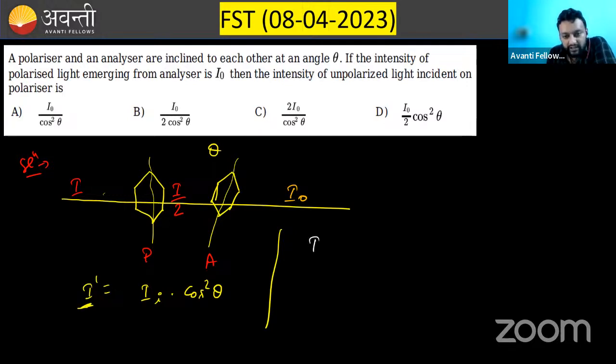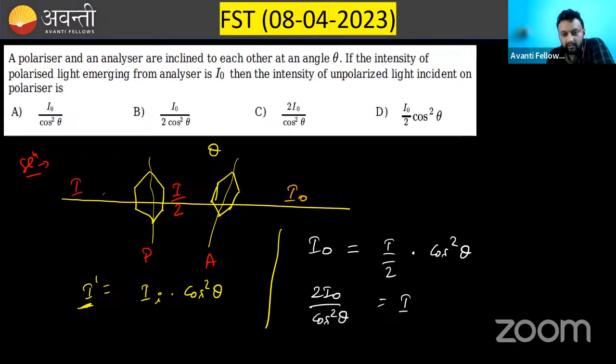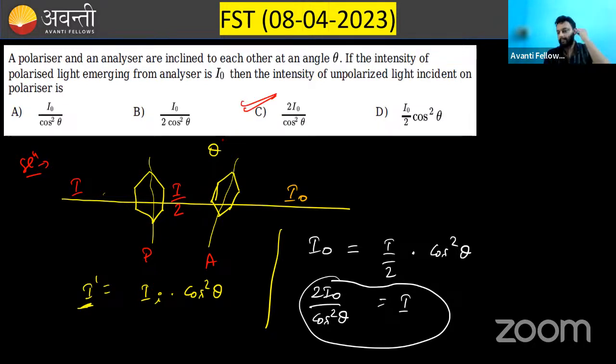Outcoming light intensity is given as I naught is equals to incident light has the intensity I by 2 cos square theta. Angle between them is theta. So we have to calculate I. So from this equation, I will be 2 I naught upon cos square theta, which is option number C.